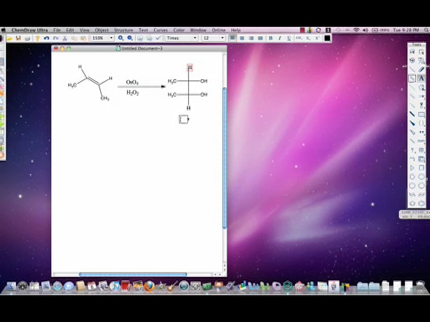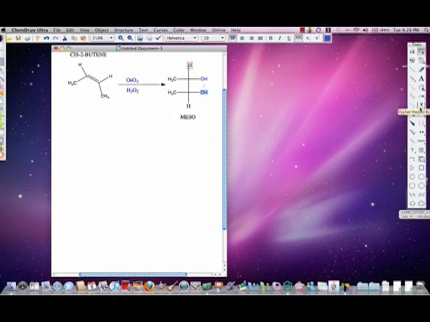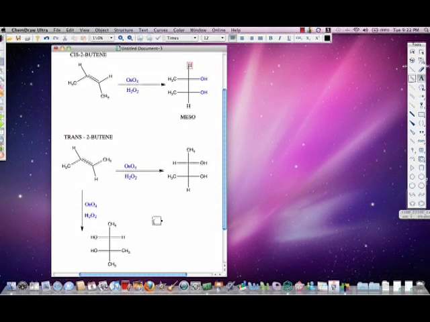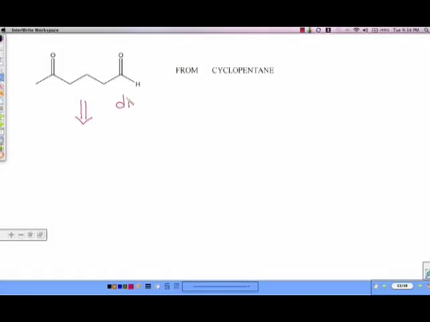And what do we notice about this? This is meso. Cis-2-butene, we get only one product. As opposed to trans-2-butene, where we're going to get two products out here. This yields now a pair of enantiomers.